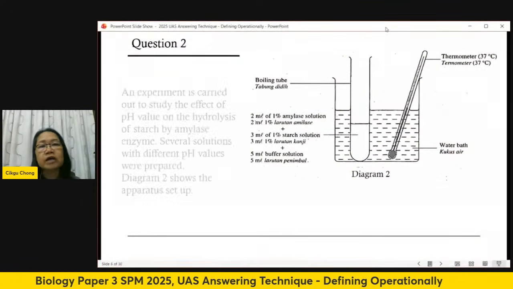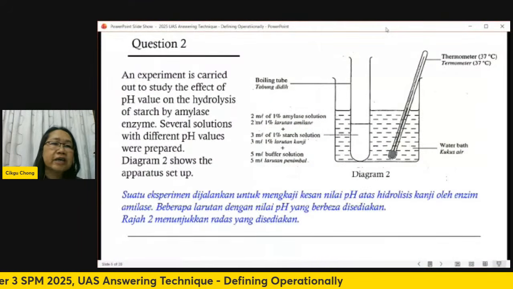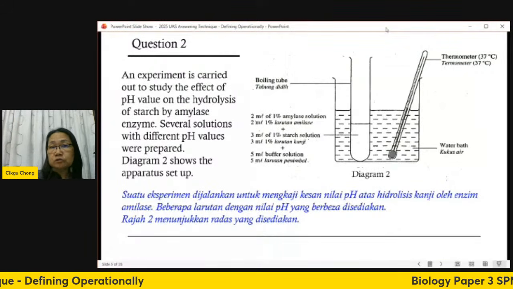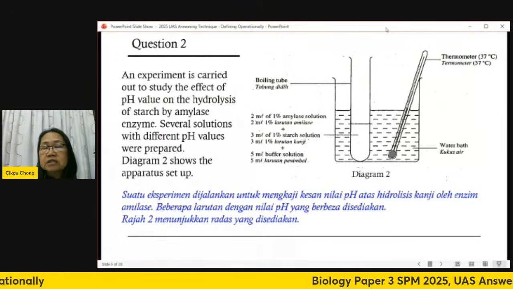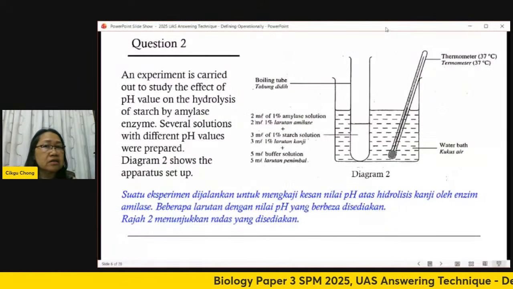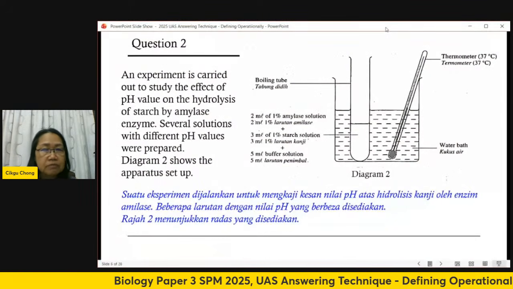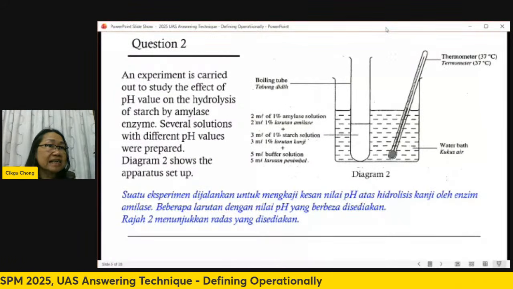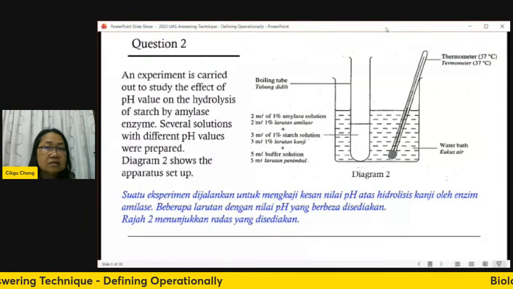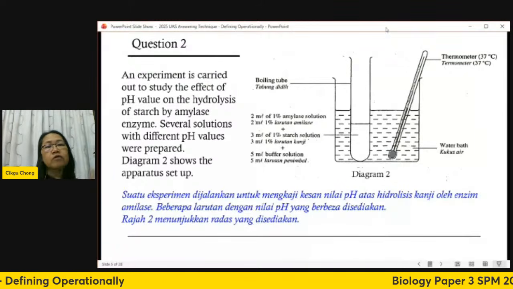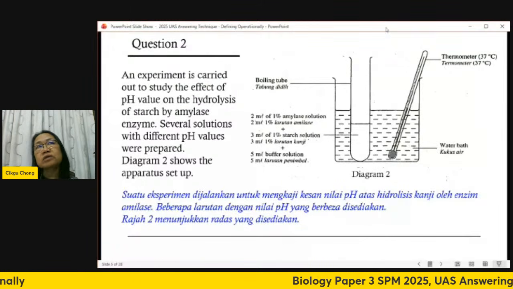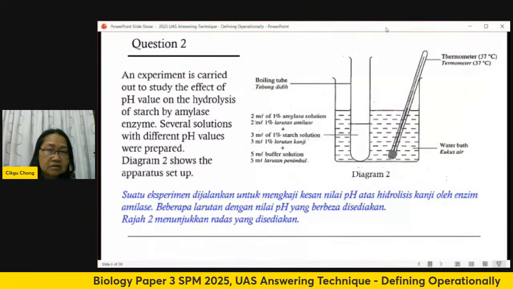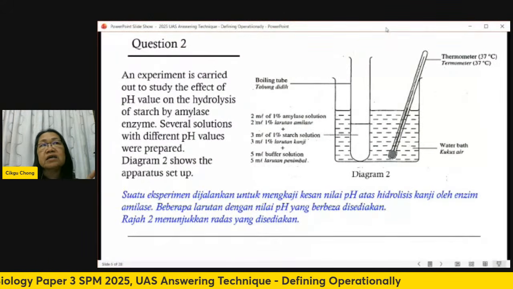Question: an experiment was carried out to study the effect of pH value. So your pH value is the buffer solution. That means if you want pH 7, you will add distilled water. If you want your pH to be acidic, you will add acid, usually hydrochloric acid. If you want to test alkaline conditions, you will add alkaline. So that is your buffer solution, which has a different pH.